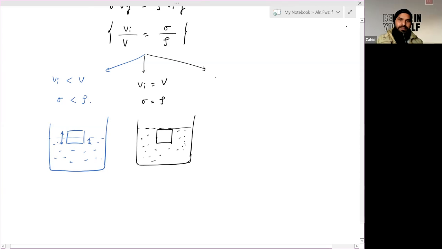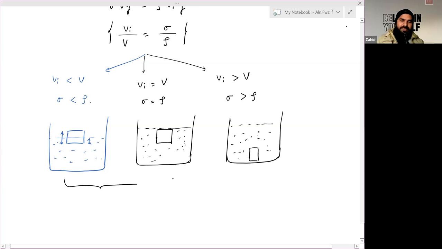In third part, suppose inside volume becomes slightly greater as compared to outside or total part. It means sigma will become greater than rho. It means object will sink to this point. So in both first and second part, object is floating. In this third part, object has got sink. So this is called floating or flotation, and this is the case of sink.